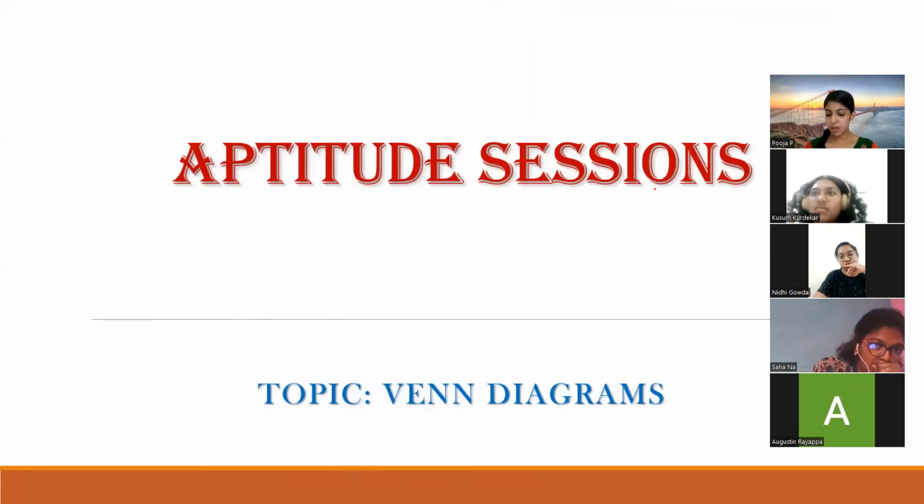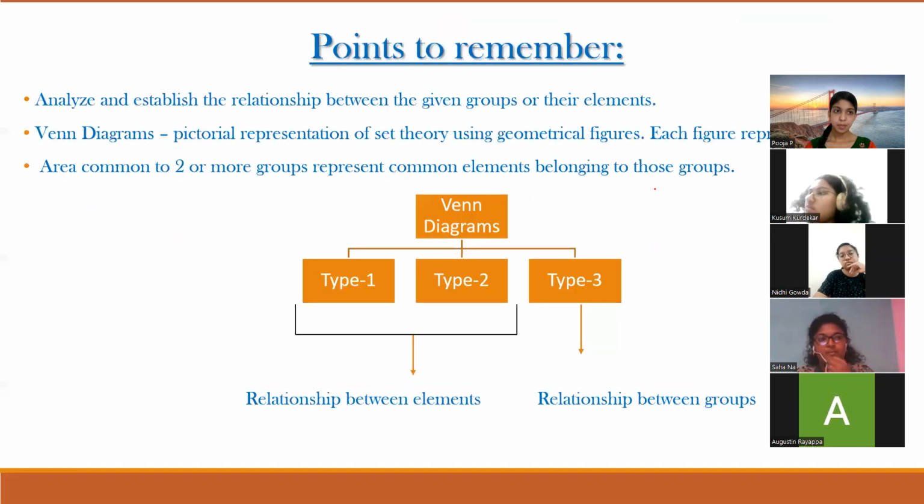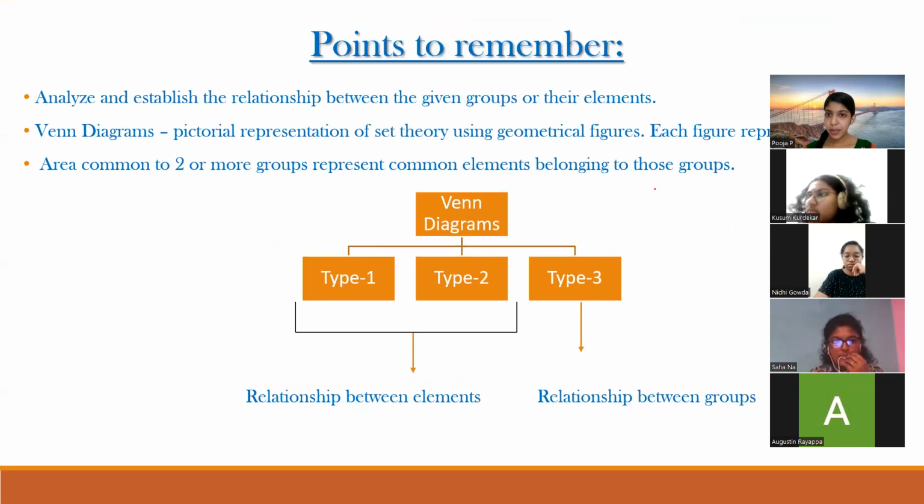So now we'll be moving on to the next topic that was in the schedule. That is Venn diagrams. So when it comes to Venn diagrams, the questions require you to analyze and establish the relationship between the given groups or their elements. Okay, so there are two major or two broad classifications of Venn diagrams you can see here. That is relationship between the groups or relationship between elements of the group.